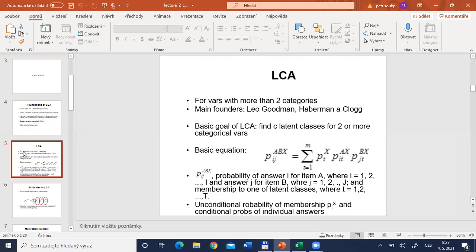So that's the statistical basis for latent class analysis. And here on this slide, number 5, we have the basic equation for latent class analysis. The basic idea is the following. If I'm trying to prepare the equation, P is for probability, so here we have individual probabilities. It is the probability that I would respond to the first question, called A, with option I. So I would give some answer for A, which is called I answer. And for question B, I would respond as J.